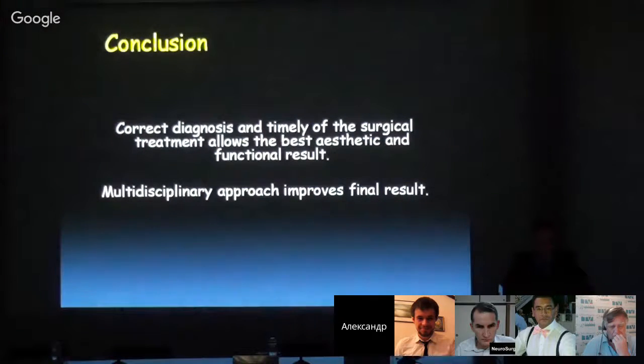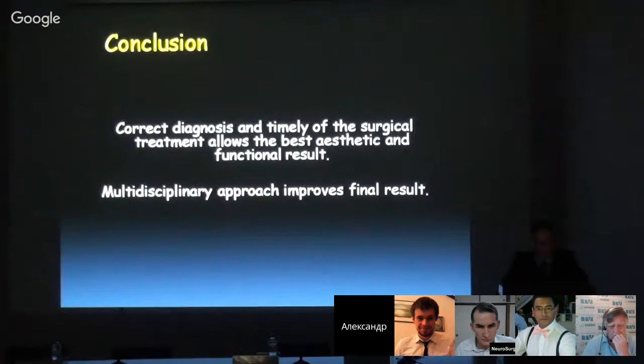What can we conclude after this talk? Correct diagnosis and timely surgical treatment allow the best aesthetic and functional results. And a multidisciplinary approach improves the final result. I have no doubt, I have been working for about 25 years with a craniofacial surgeon, and the result is very, very good.